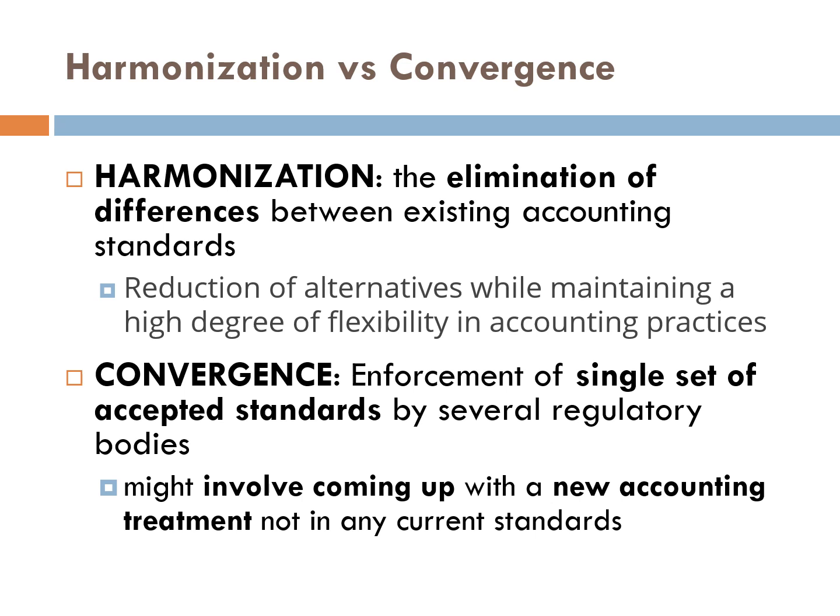Meanwhile, when we talk about convergence, we talk about the enforcement of a single set of accounting standards by several regulatory bodies. So this process might involve coming up with a new accounting treatment or new accounting standard, not in any current standard. So this is what we call convergence. We might develop our own standard, and we also adopt certain accounting standards that we perceive as relevant to our environments. So this is what we call convergence, and how convergence is different from harmonization.